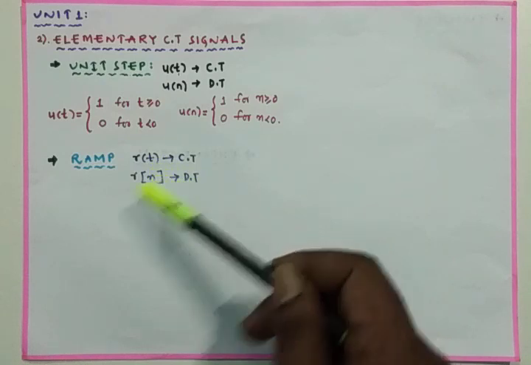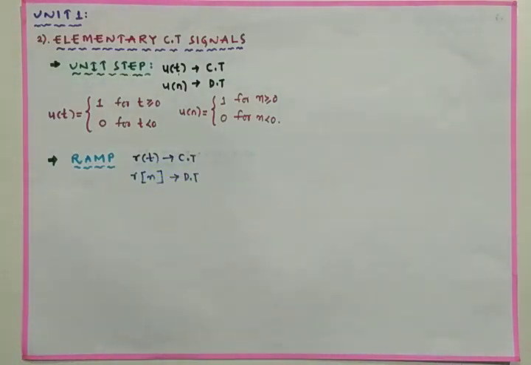If t and n are negative, then the signal amplitude will be 0. So that is how I am defining the ramp signal or the ramp function. It is a linearly growing function for positive values of the independent variable. That means the amplitude of the signal linearly increases as the positive values of the independent variable increase.